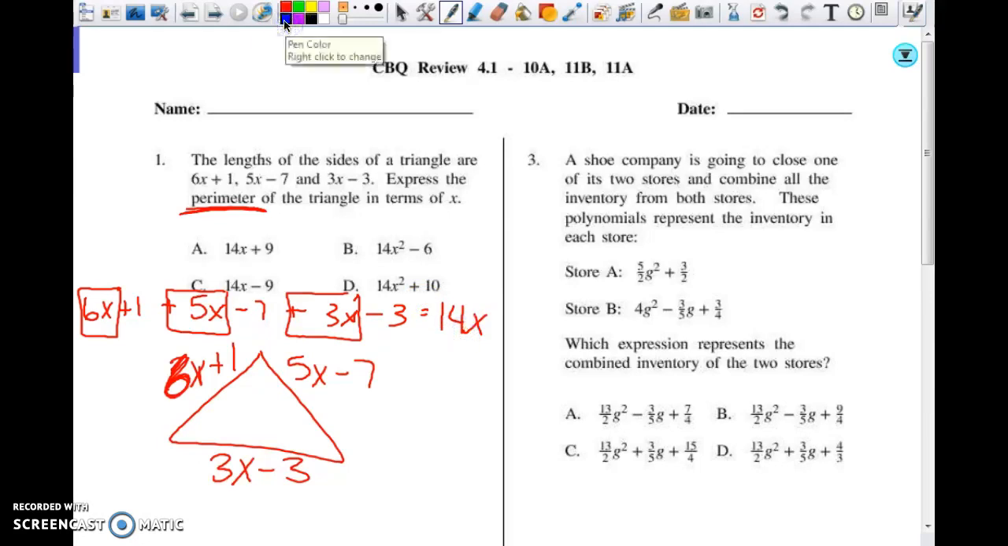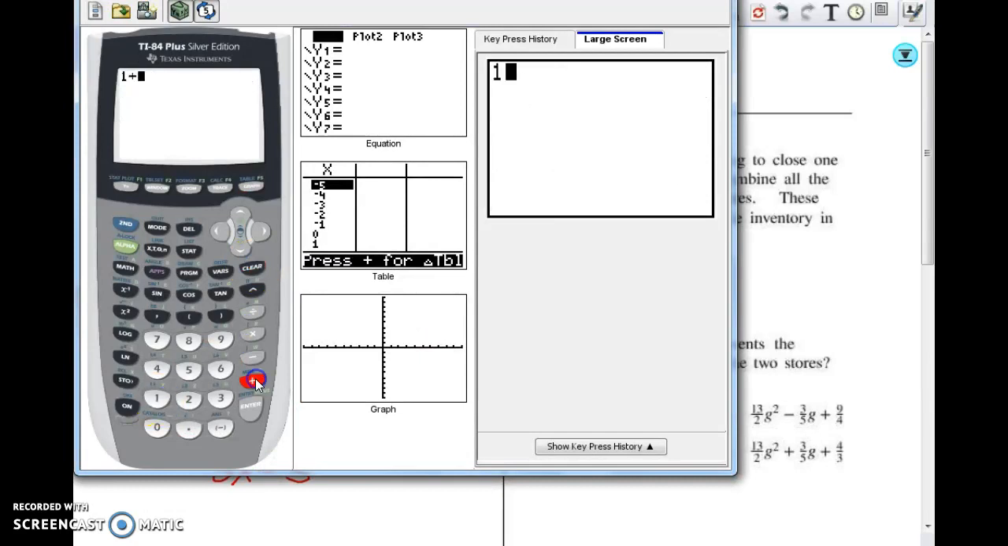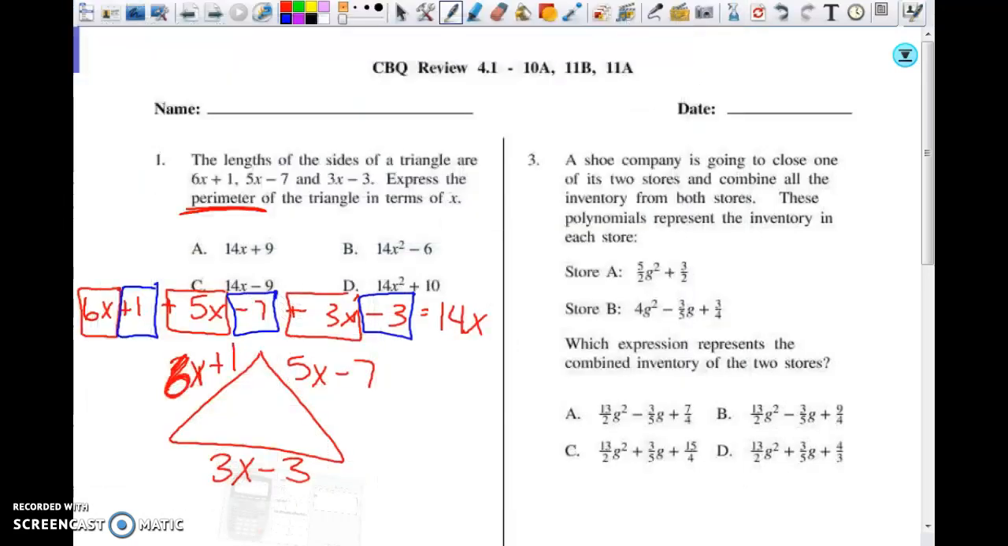And then these numbers, 1, negative 7, negative 3. What's 1 plus negative 7 plus negative 3? Right? 1 plus negative 7 plus negative 3, negative 9. So it's minus 9. Okay, so your answer would be C.